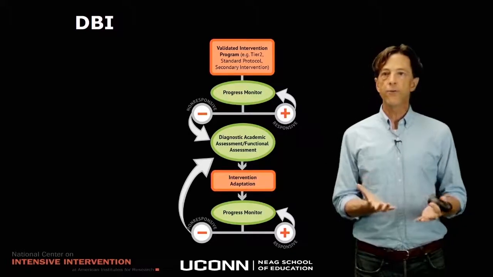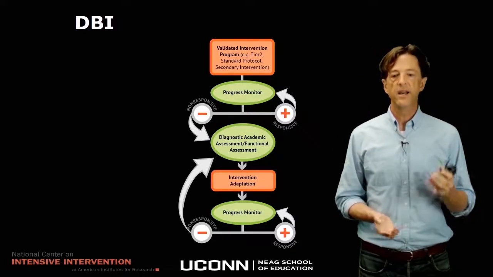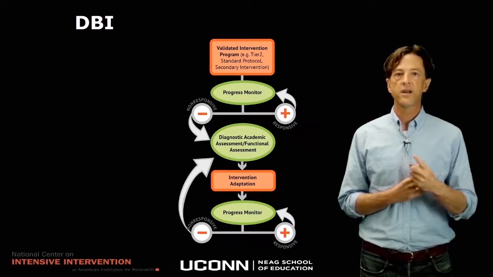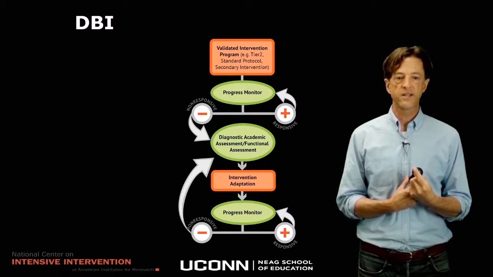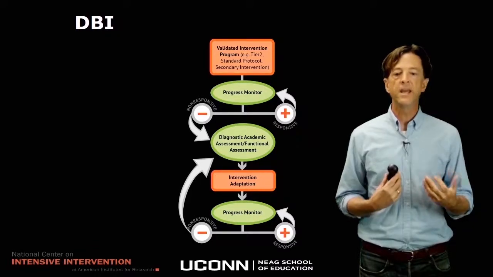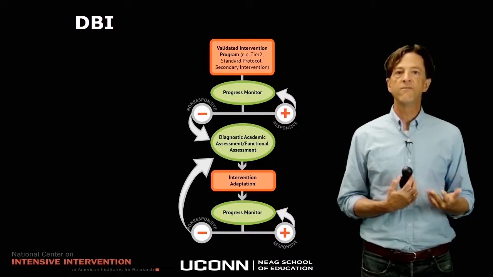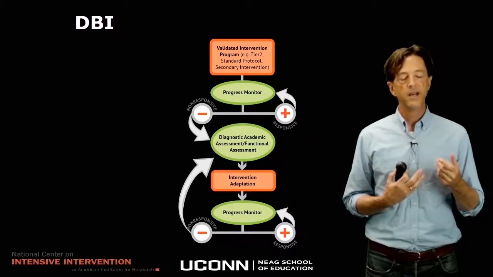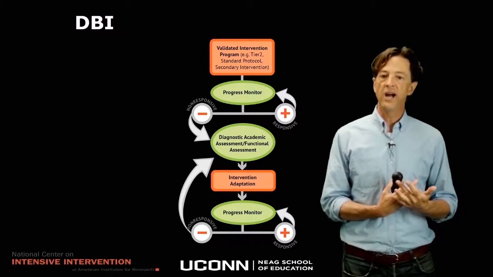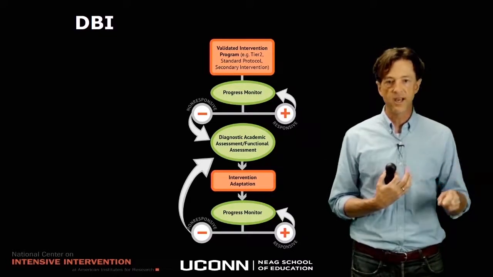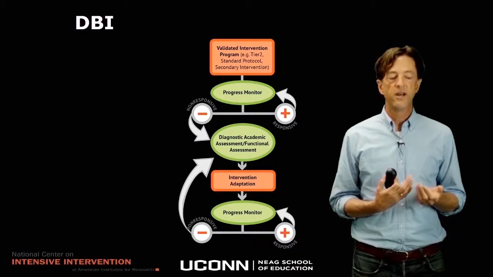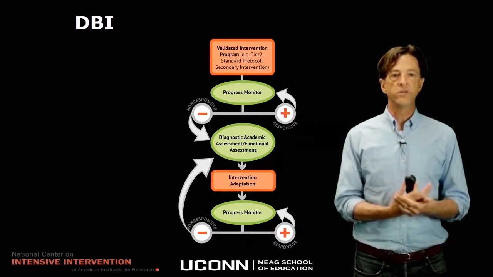So we've gone through the process for DBI, and this is an iterative process. That loop between progress monitoring, collecting additional information through diagnostic and mastery assessment, making systematic, informed intervention adaptations, and then continuing to monitor progress is the active ingredient in DBI, right? It doesn't just happen once. It's a continual loop between collecting data, making adaptations, and then seeing whether those adaptations work.